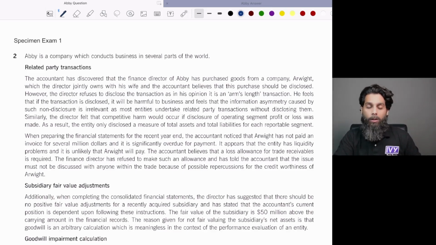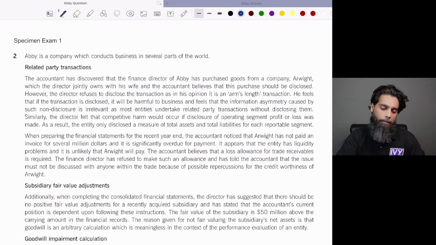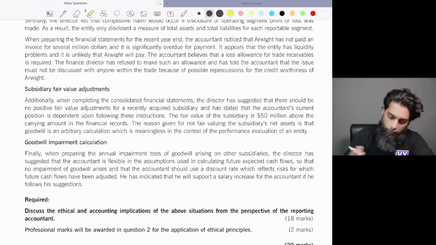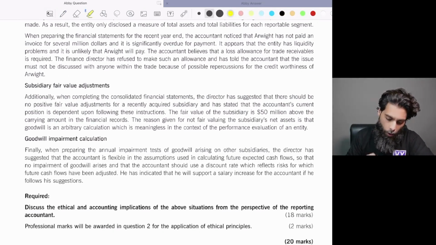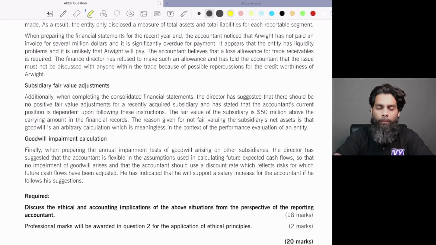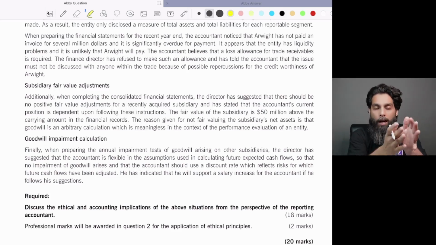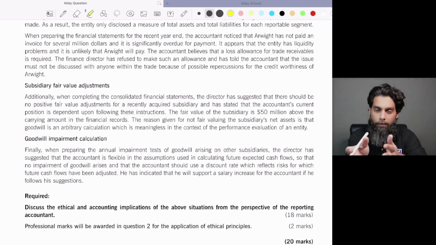So right now we are going to discuss a past paper. This is basically a specimen exam which was published by ACCA some time back. To give you a brief glimpse of how the requirement looks, this is a complete ethics question. Remember, you all know that whenever you get a question on ethics, which is generally question number 2 of your exam, it is of 20 marks, and most of those 20 marks will comprise accounting areas and ethical areas. So you get a mixture of two things in one question.